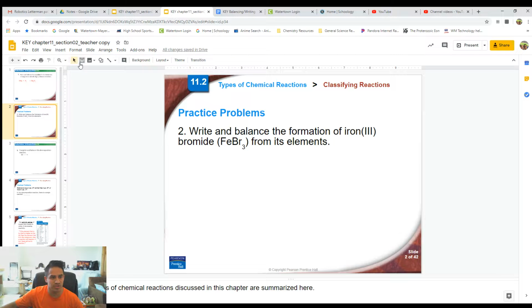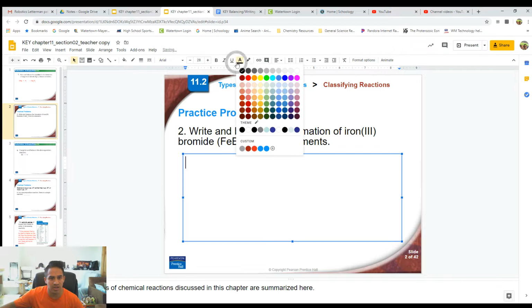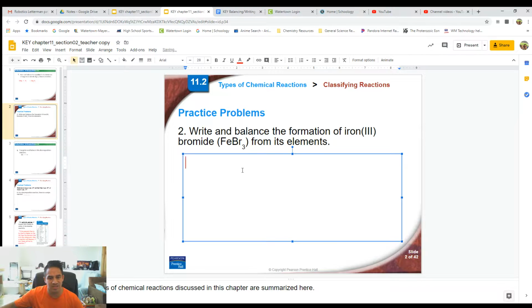All right, taking a look at number 2. It says, write and balance the formation of iron 3 bromide from its elements. Okay, so pretty much the exact same thing we just did. We're going to be forming iron 3 bromide from its elements. The elements are going to be iron and bromine. So iron reacting with bromine, which is a Brinkelhoff. And we are going to be making iron 3 bromide, which again, they give us the chemical formula for. So here are our reactants and our products. Then we need to balance.